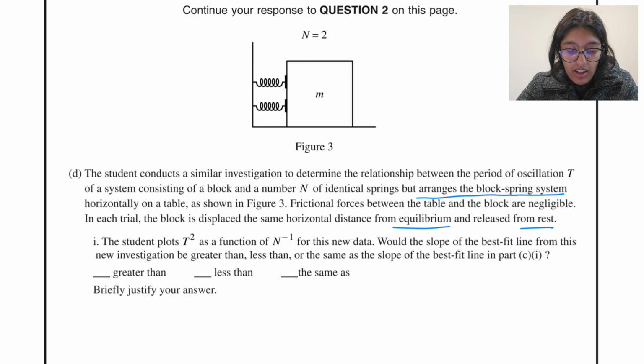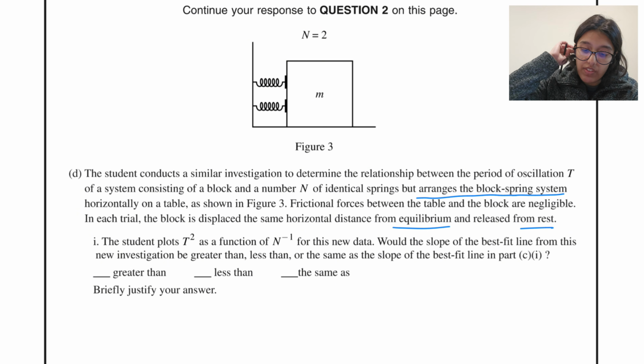So part 1, the student plots t squared as a function of n to the power of n minus 1 for this new data, which is the same graph we just looked at. Would the slope of the best fit line from this new investigation be greater than, less than, or the same as the slope of the best fit line in the previous part? And then we have to justify our answer.